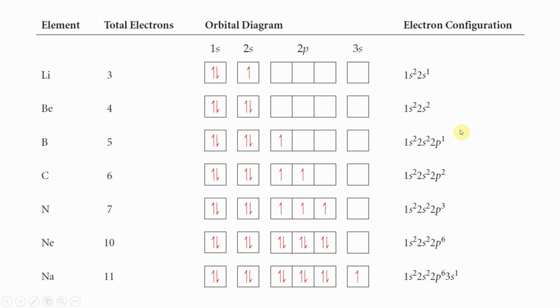I think I stole this from your book. You can write them in orbital diagrams. You can write them as electron configurations themselves.